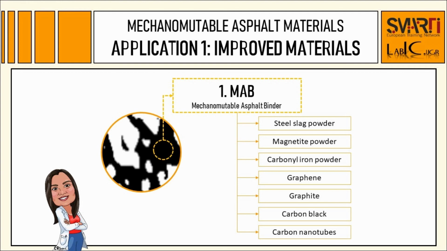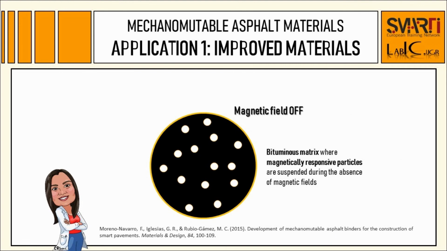I would like to start talking about the mechanism of functioning behind these materials. For this, I'm going to make reference to a study done at the University of Granada before my PhD, where carbonyl iron particles were used. When a magnetic field is applied on a mechanomutable asphalt binder, their magnetically responsive materials suspended will tend to align with it, and 2 situations can occur.